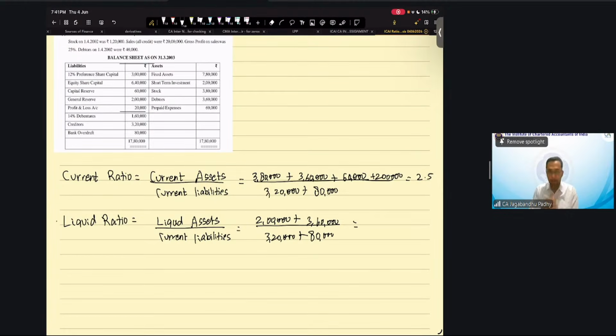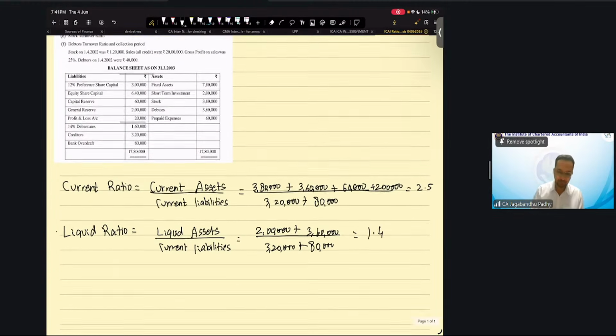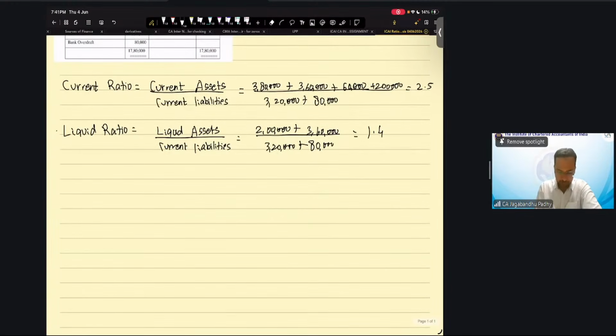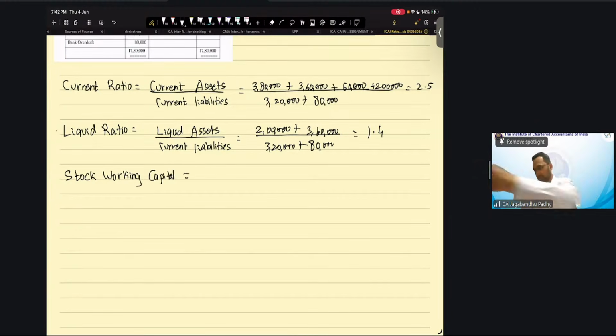What's the liquid ratio? 1.4. Okay, great. Now, next is stock working capital ratio. How do we get this stock working capital ratio?